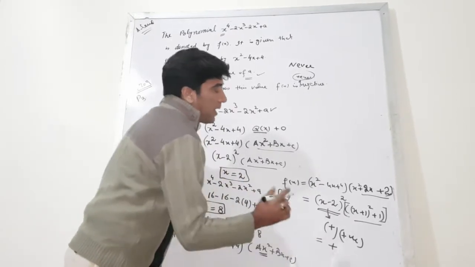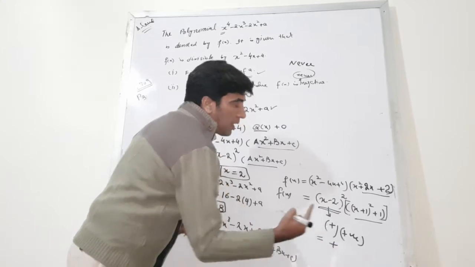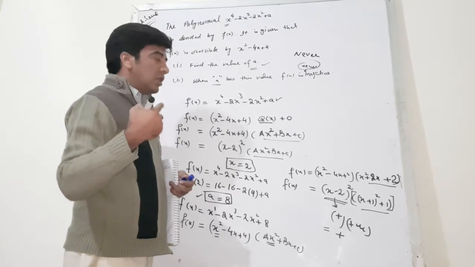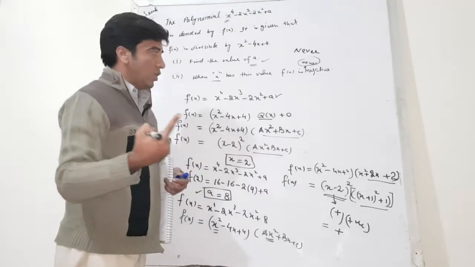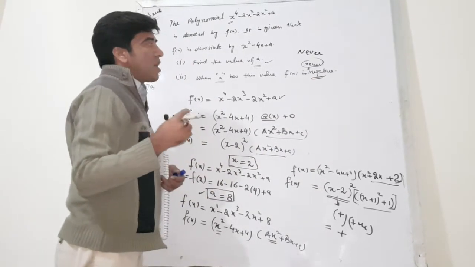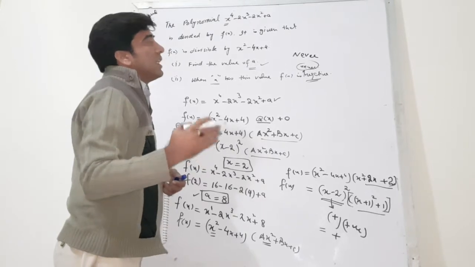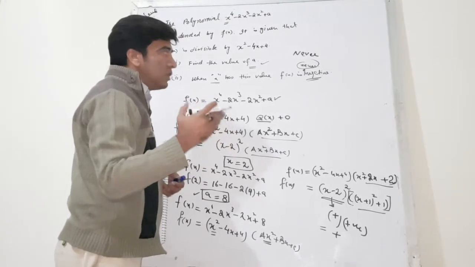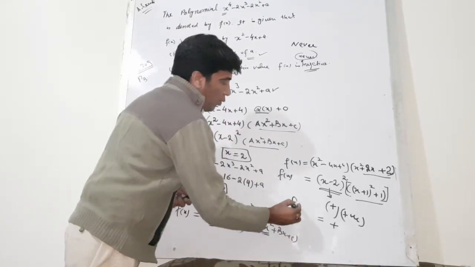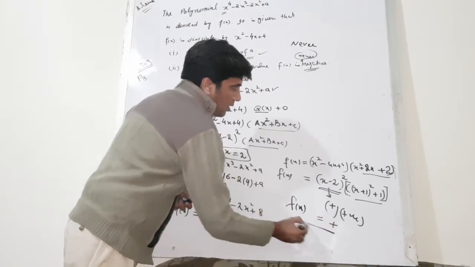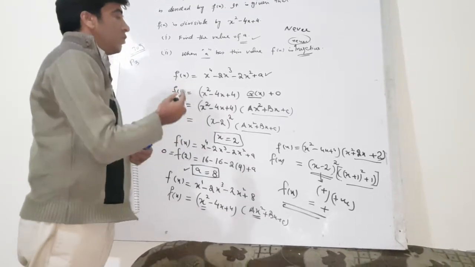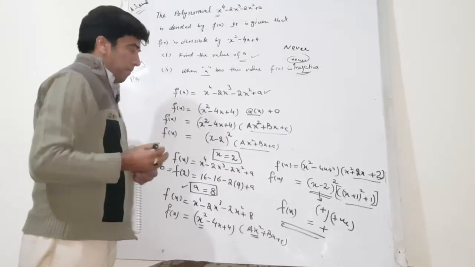So your answer could be greater than 0 or at the most could be 0. That's what he's asking: that it's never negative. Never negative means it could be 0 or positive, but could never be negative. So this way you prove the second part of the question. Usually we do this type of question this way.